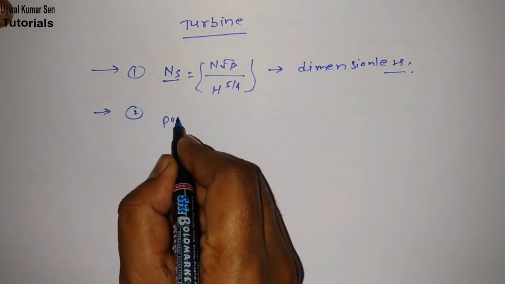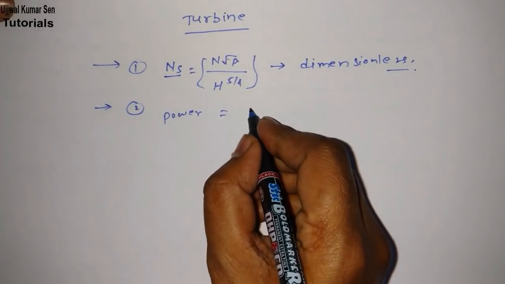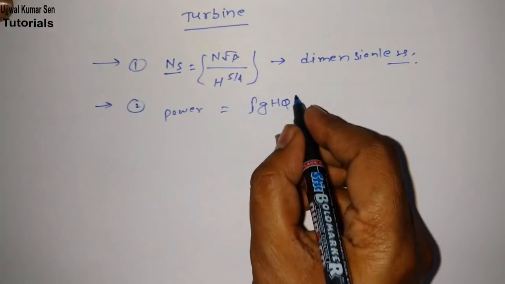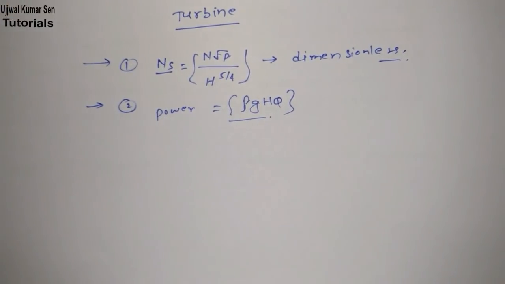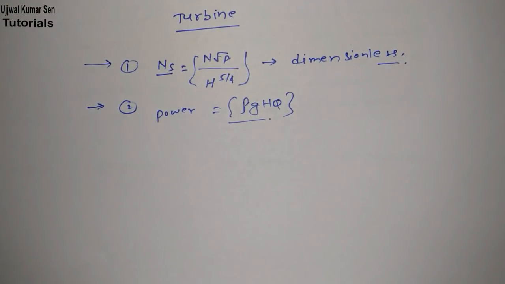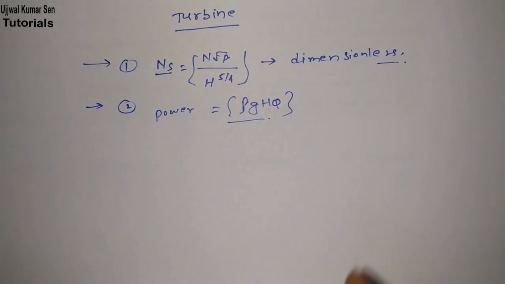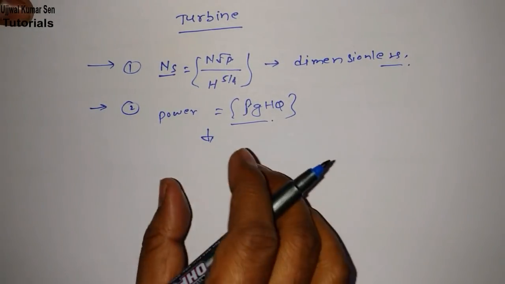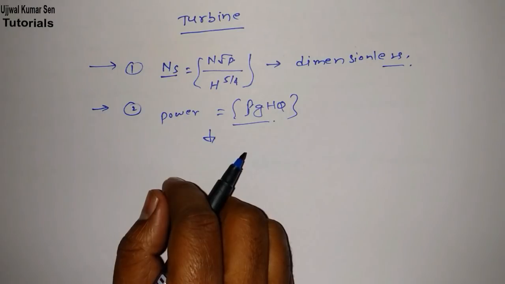The other formula is power equal to rho g H Q. This is the simple formula which you probably used in flow through pipes problems, if you have solved numerical problems on that topic. So these are two things you require to solve the numerical problem asked in GATE. But these are not good enough. You also need to know the specific speed for turbines.